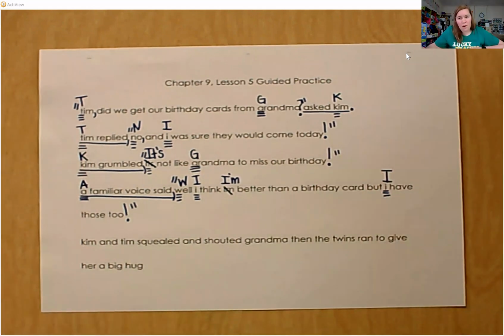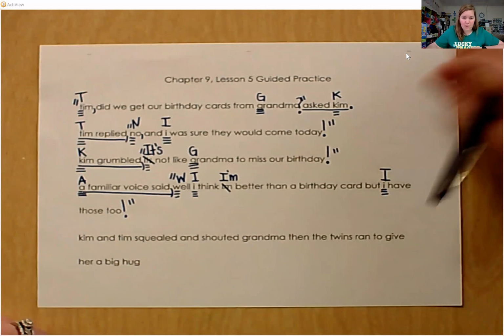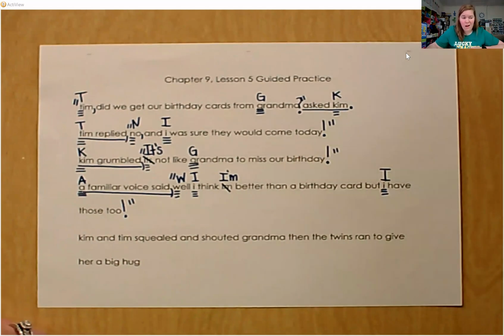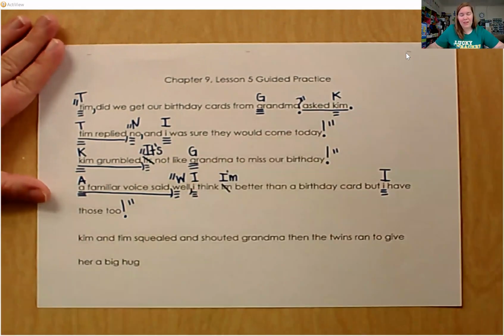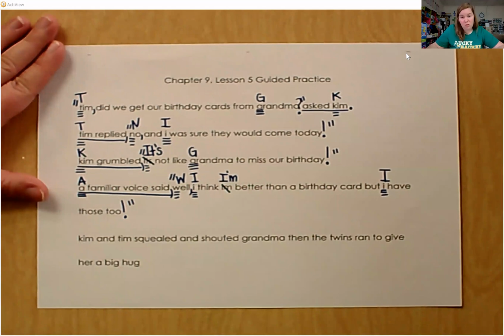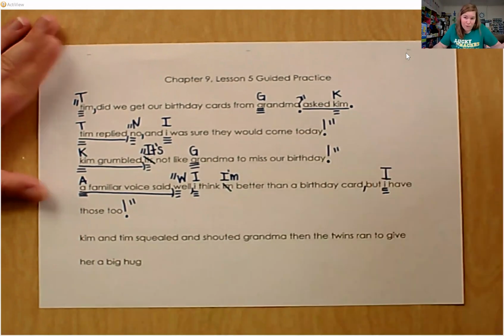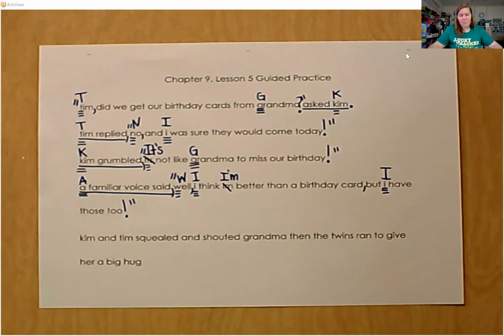Now let's go through because there are some more punctuation marks we need to add. So listen how I say this. A familiar voice said, "Well, I think I'm better than a birthday card, but I have those too." So there was a pause after well. That's kind of like the introduction, kind of the attention grabber. "Well, I think I'm better than a birthday card, but I have those too." And now we skip down another line.